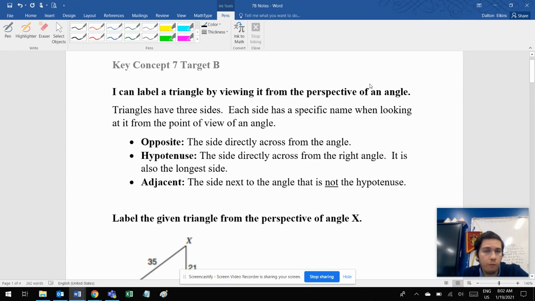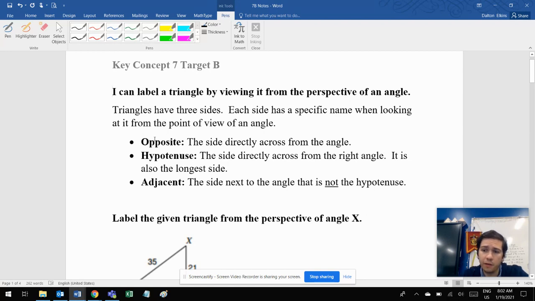When I think of your perspective or my perspective, we're talking about our points of view, right? How we interpret things given everything that we are as people. And when we look at triangles, we'll look at it from the point of view of an angle. So you have to insert yourself in as an angle in a given triangle and label each side as one of these three.